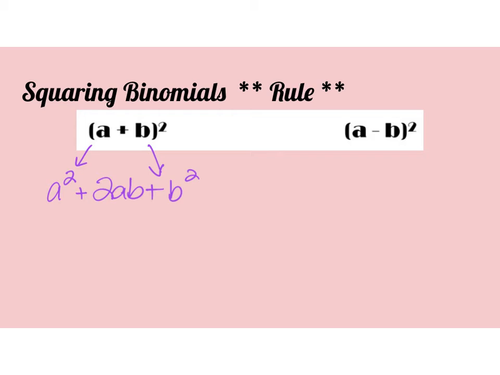When you have subtraction, it's very similar. It would be a squared, b squared, and in the middle, now instead of addition, it's going to be subtraction. So it would be minus 2ab and then plus b squared. The b squared will be positive because remember, negative times a negative is a positive. Okay, so keep that in mind.